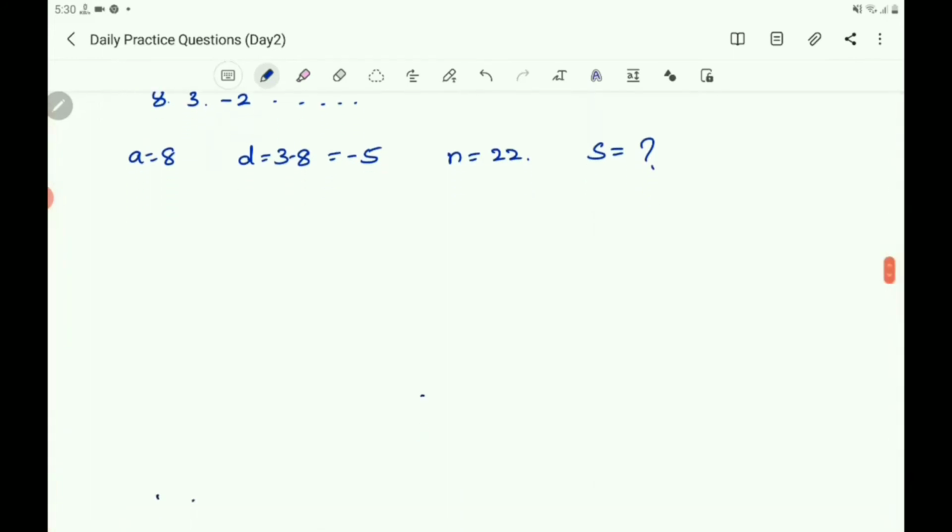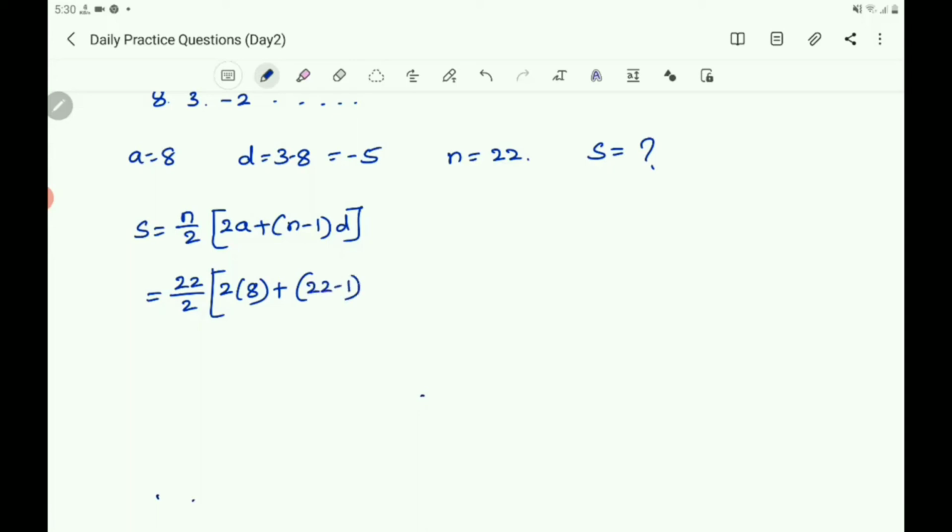Then you write the formula for s. s equals n by 2 into 2a plus n minus 1 into d. That equals n is 22 by 2 into 2a, a is 8, plus n is 22 minus 1, d is minus 5.